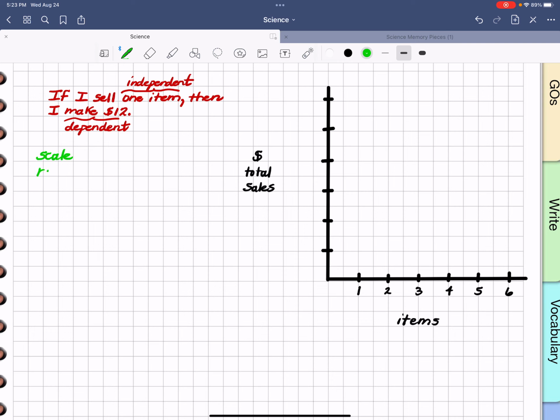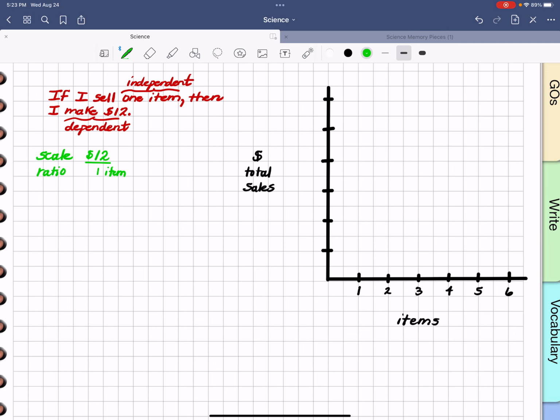Help them to identify the scale ratio, where it costs $12. I like that 1 in the bottom because that will help me get my slope. $12 for one item. And as long as you have a 1 in either the numerator or the denominator, you're ready to graph. So $12 is the cost for one item.